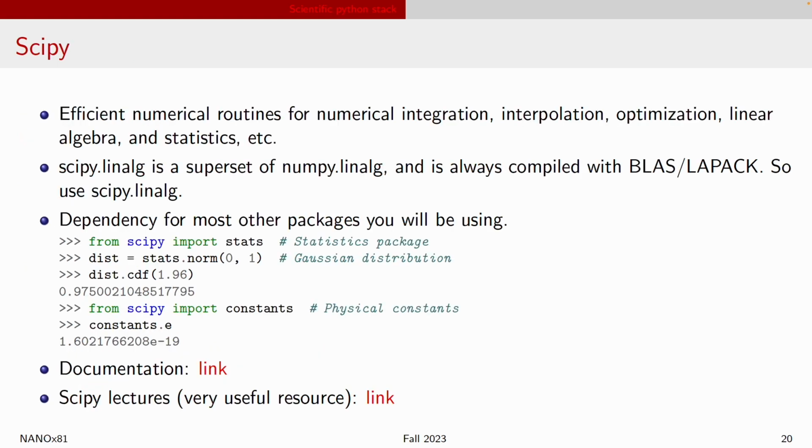All right. Now, the next package we are going to look at is called SciPy. SciPy basically implements numerical routines for things like numerical integration, interpolation, and optimization. It also implements some linear algebra routines, which overlap with NumPy a little bit. And it also has functions for statistics, right? And this is actually quite useful, especially when you are working with data science.